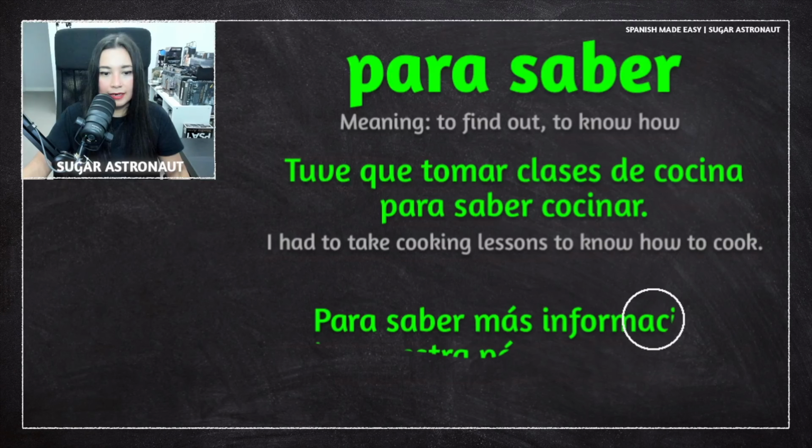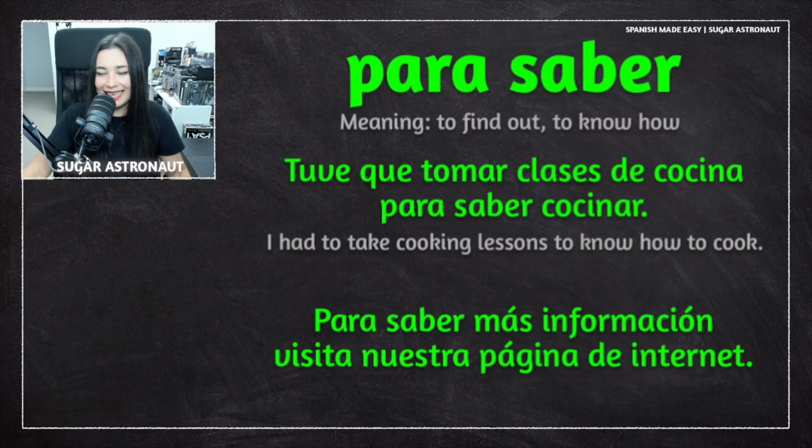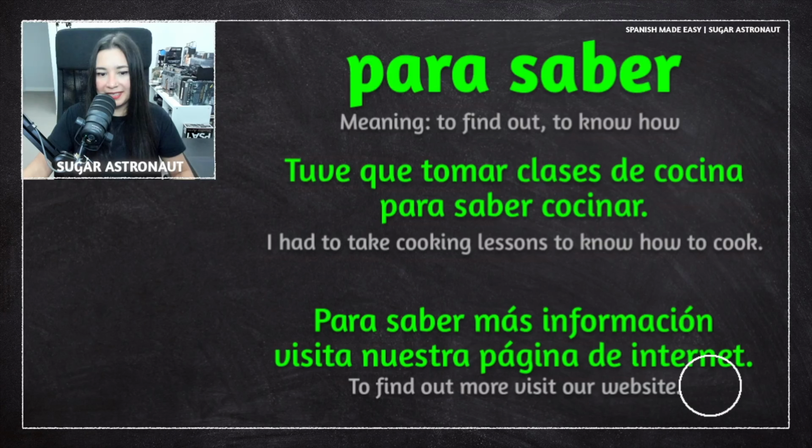Para saber más información, visita nuestra página de internet. Para saber más información, visita nuestra página de internet. This is a common thing to say, by the way. To find out more, visit our website. It seems longer in Spanish than in English, this whole sentence here. But let's break it down. Let's see how it works. Para saber, we have the same phrase that we're learning. Okay, here's the phrase. And that means to find out.